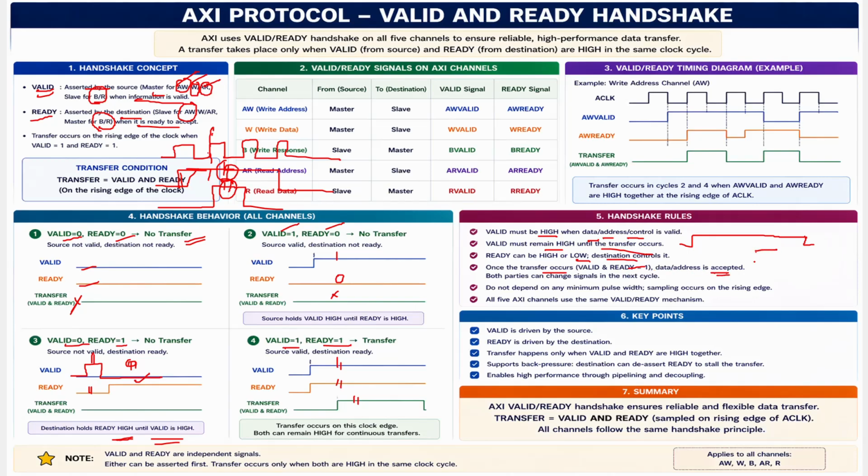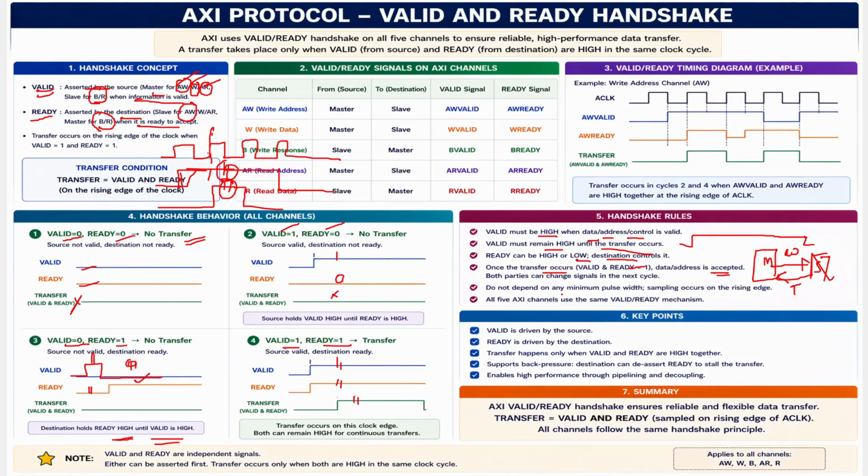You are sending some data from master to slave. The master is sending valid data, then the slave will send the response to that. So then only the transfer is happening, with valid data passing between the master and slave.